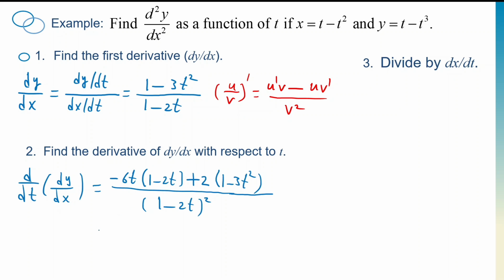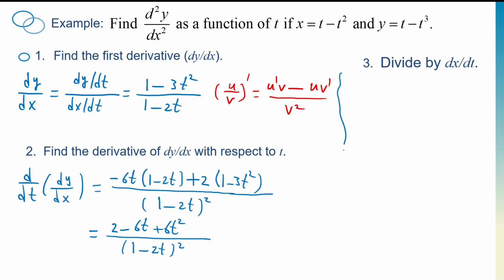Now, with all these rational expressions, don't simplify the denominator, keep it as it is. Just do any further simplification for the numerator. So if you just use basic algebra to simplify the numerator, this is what we get. So this will be equal to 2 minus 6t plus 6t squared. Just expand and simplify. Now this is the second step.